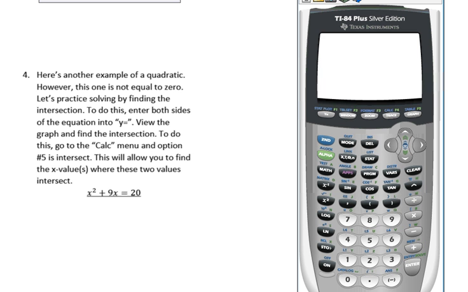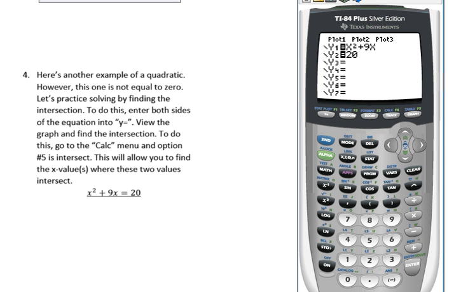So in order to do this, the first thing we need to do is put both of those equations in our calculator. Remember, to do this, we go to y equals. If you have an equation in there, just hit the clear button to clear it out. I'm going to start with the left-hand side of my equation, which is the quadratic. So we have x squared plus 9x. My second equation is going to be the right-hand side. So here it is just 20.